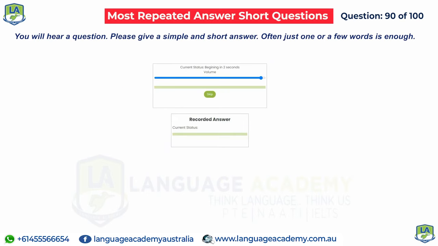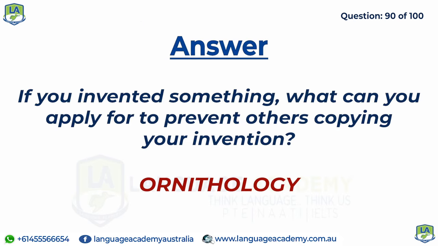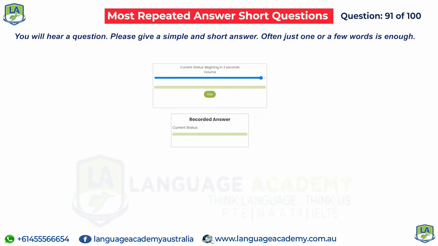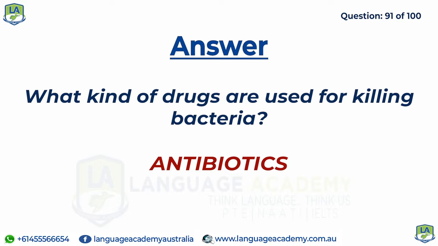If you invented something, what can you apply for to prevent others copying your invention? Patent. What kind of drugs are used for killing bacteria? Antibiotics.